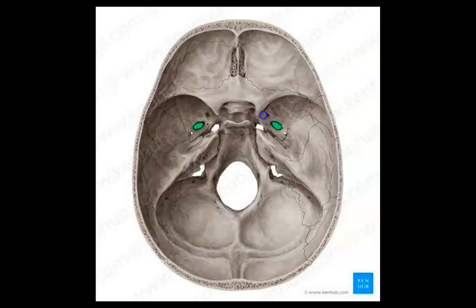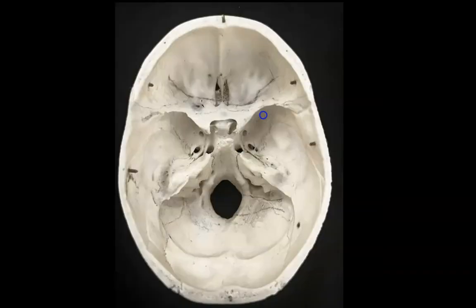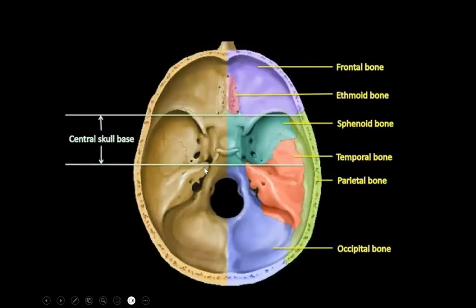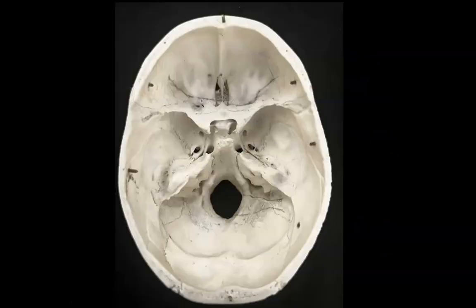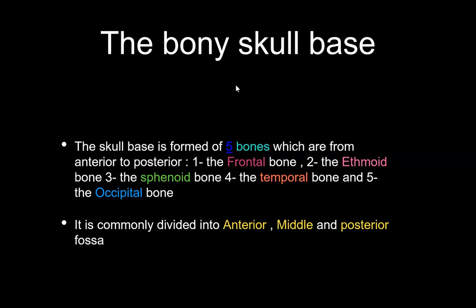So the bony skull, this is the view you see when you remove the brain and you look at the skull from above. This is a real skull. Looking from above, you see 3 fossae and many foramina. The skull base is formed of 5 bones.